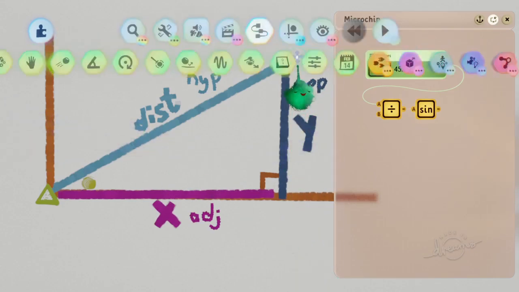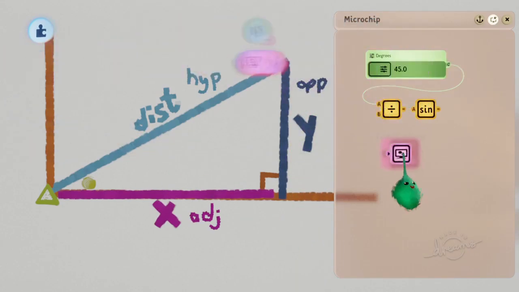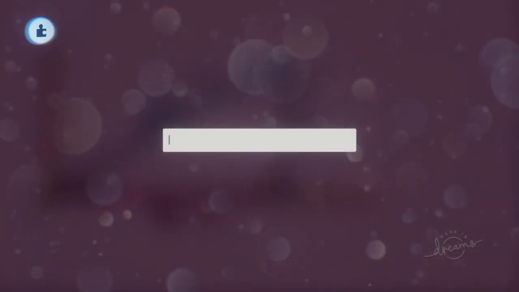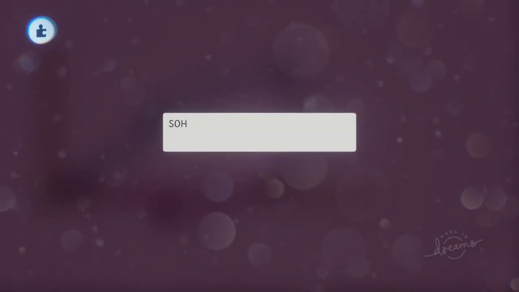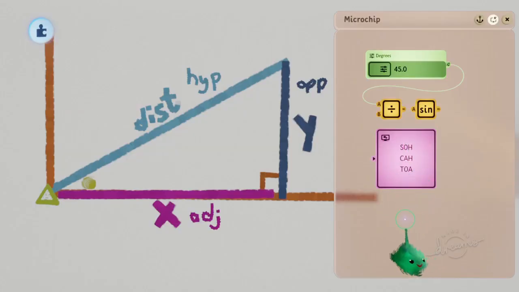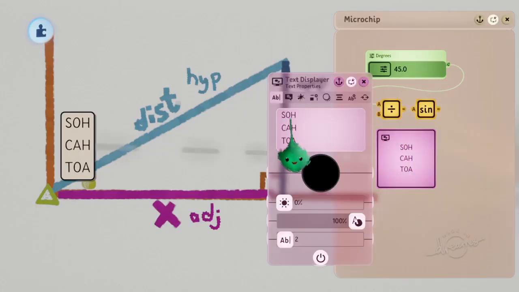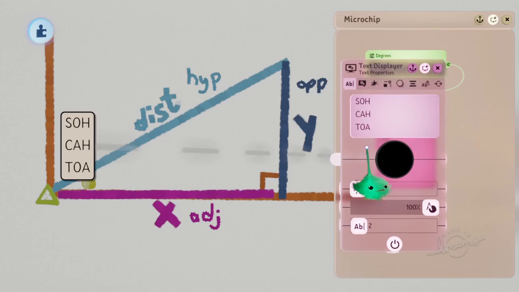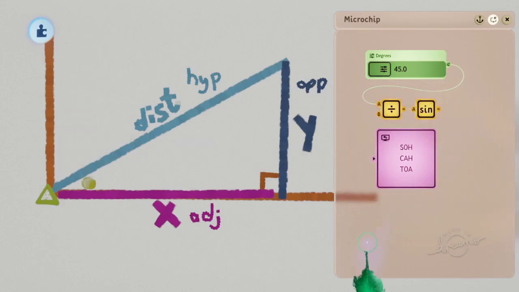And this is how you get things like, let's write this down, SOHCAHTOA. That's where you get these mnemonics like SOHCAHTOA. Sine is opposite over hypotenuse. Cosine is adjacent over hypotenuse. And tan or tangent is opposite over adjacent. Yeah, and that's about all there is to it.